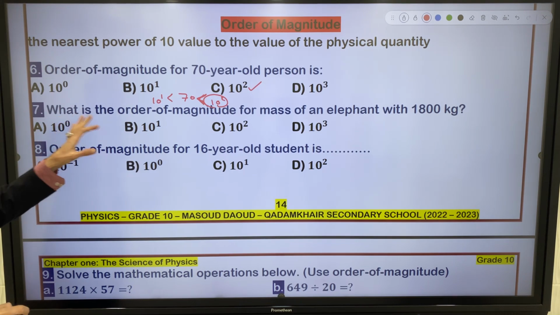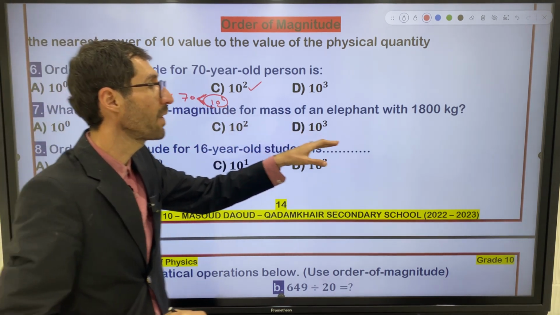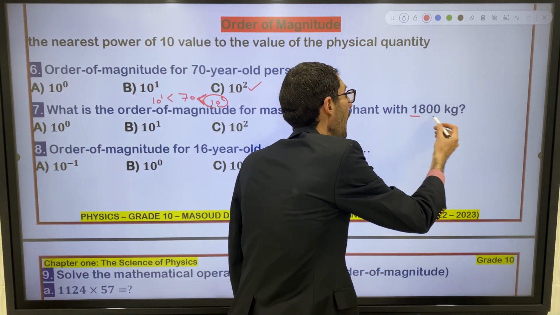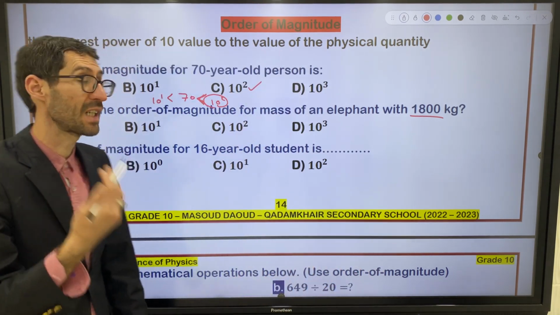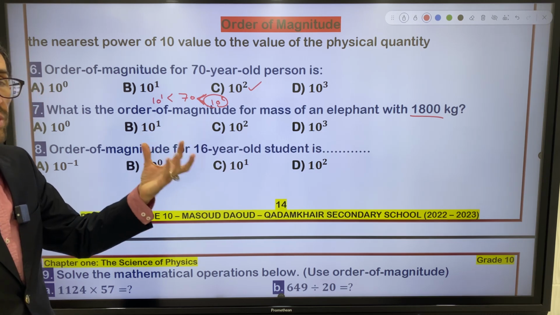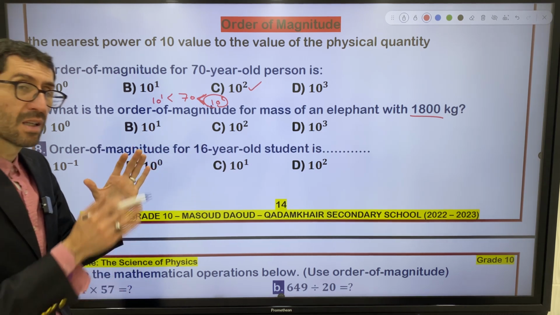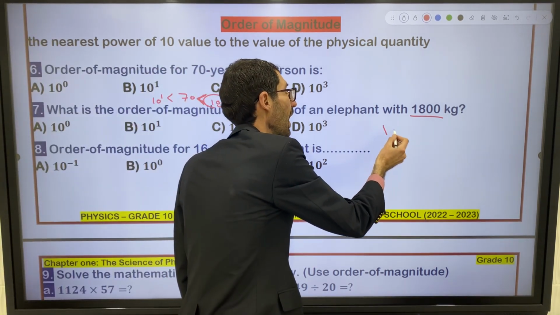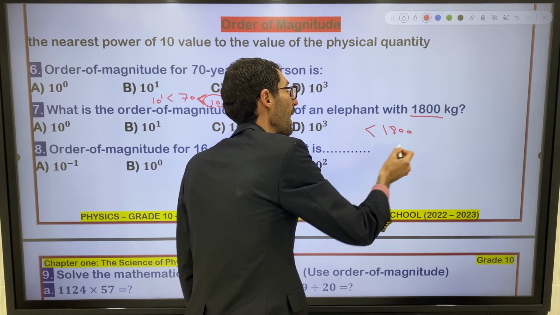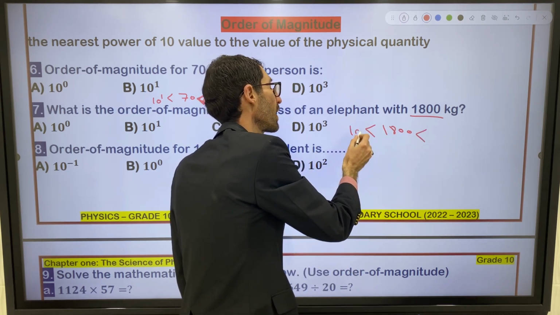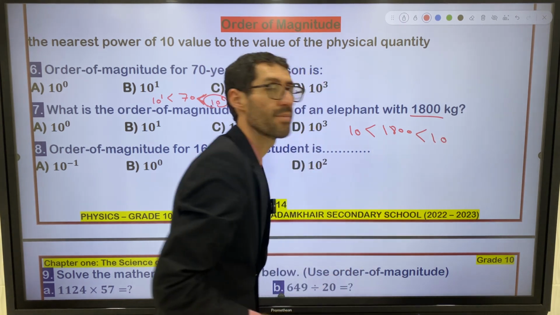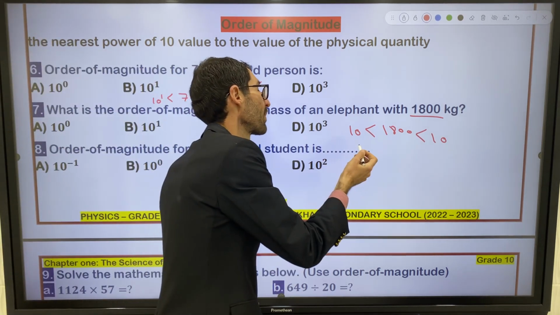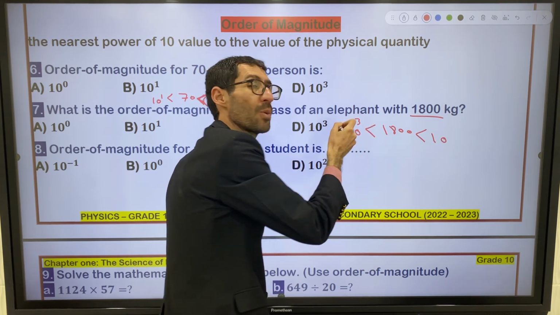Another question: what's the order of magnitude for the mass of an elephant with 1,800 kilograms? So 1,800 kilograms is less than something and is greater than something. 1,800, think about it, is greater than 10 to the power what? So 1,800 is greater than 1,000, 10 to the power 3, excuse me.